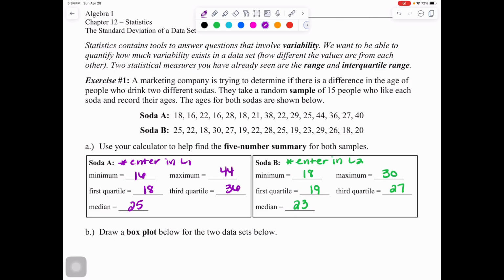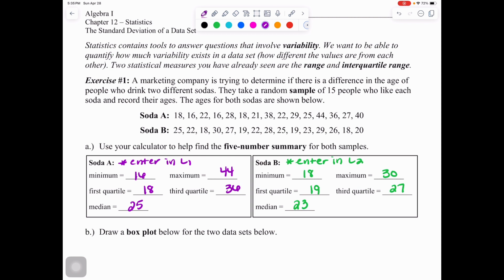So now that you did that on your own, I hope that you were able to recall from yesterday how to do that. Again, if you're not sure, you can go back to yesterday's lesson and yesterday's video. Here are the answers. For soda A, your min is 16. First quartile, 18, median 25. Your third quartile was 36, and your max was 44. For soda B, you have a min of 18, a max of 30. First quartile, 19, third quartile, 27, and your median was 23.